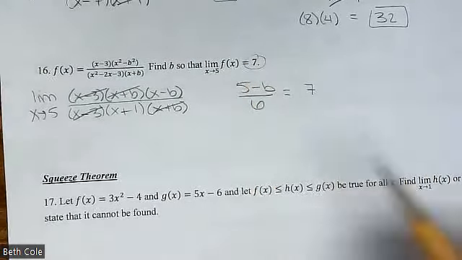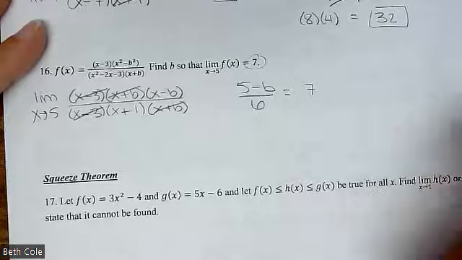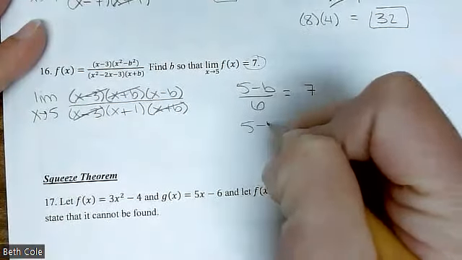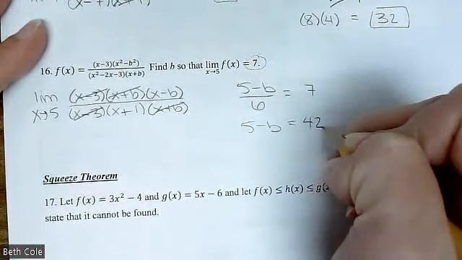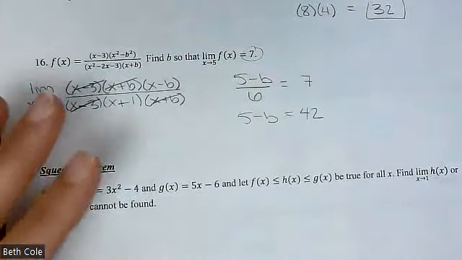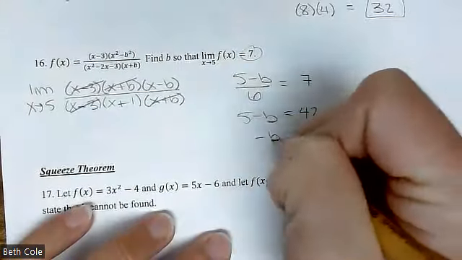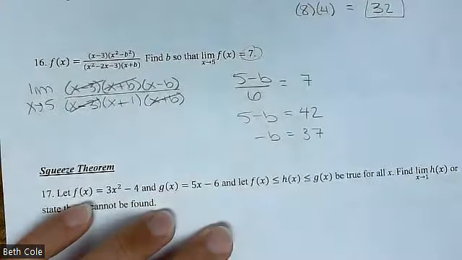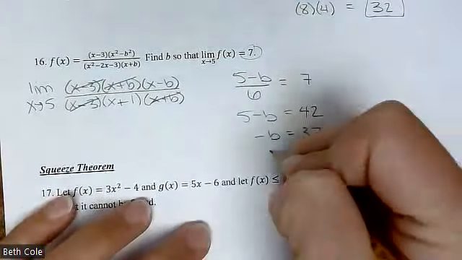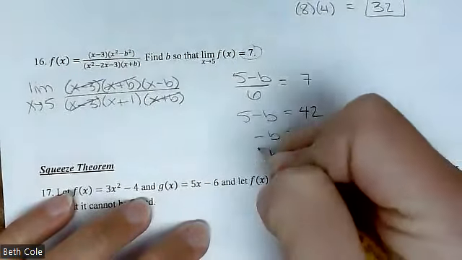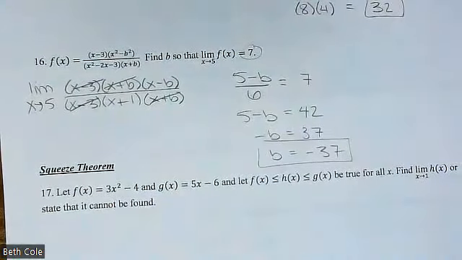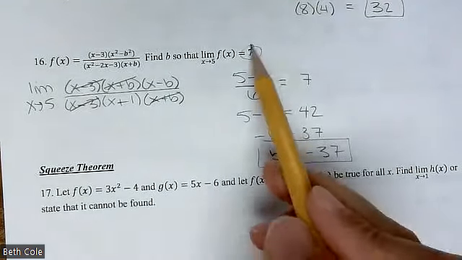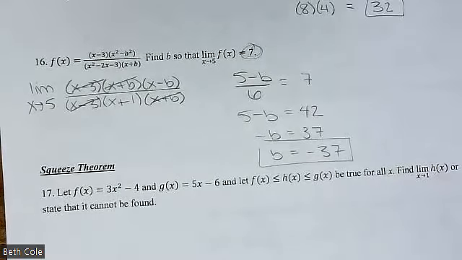All right. And then welcome back to algebra class. You would multiply by 6. So 5 minus b equals 42. Subtract 5, so negative b equals 37. So b equals negative 37. So to recap that one, we factored, we canceled out. It was limit as x goes to 5, so we plugged in 5, and then we set that equal to 7, basically because they said so.